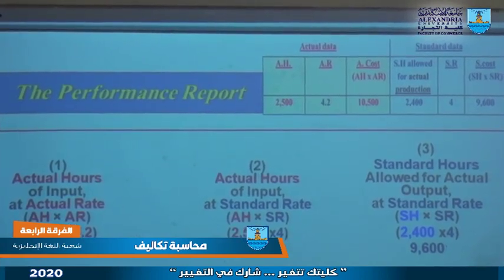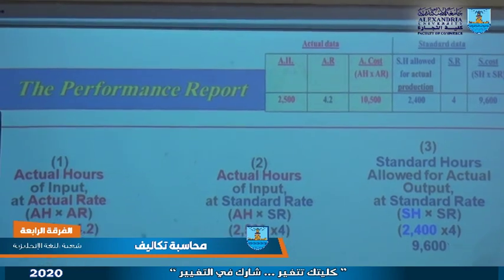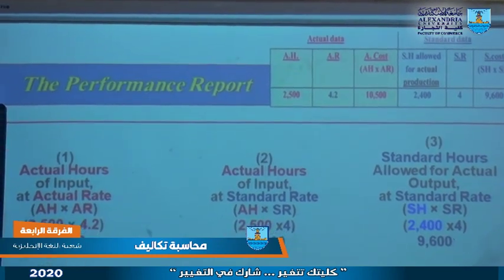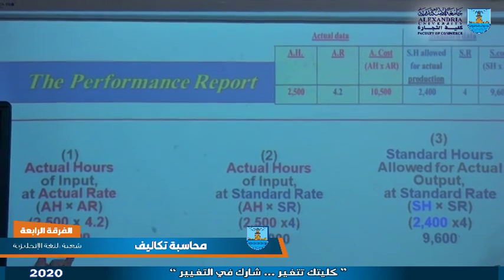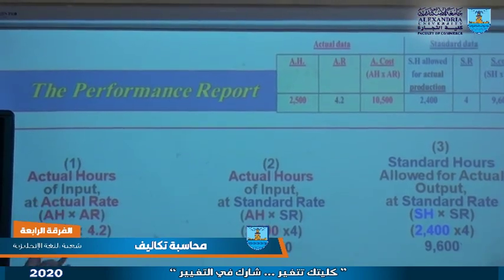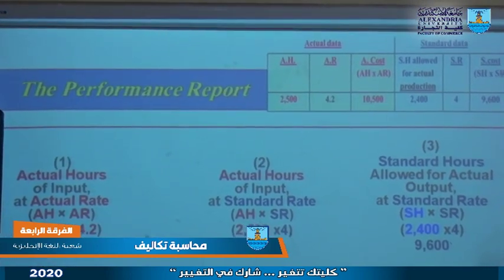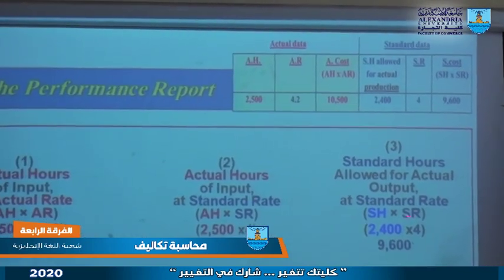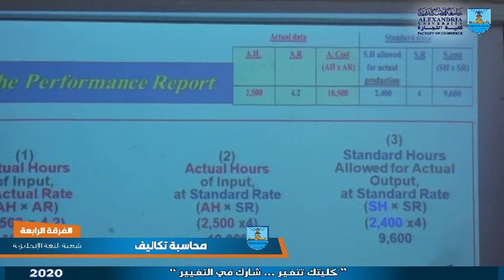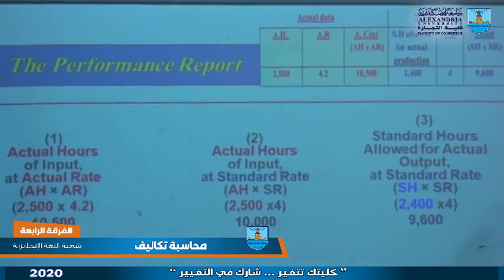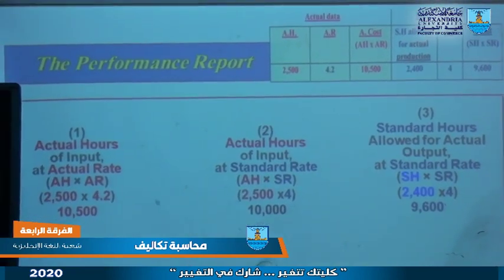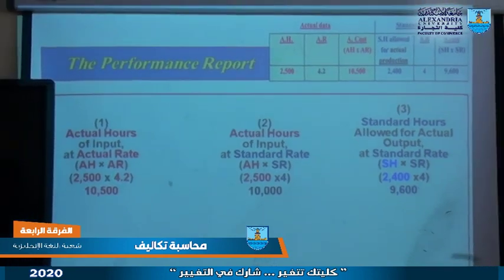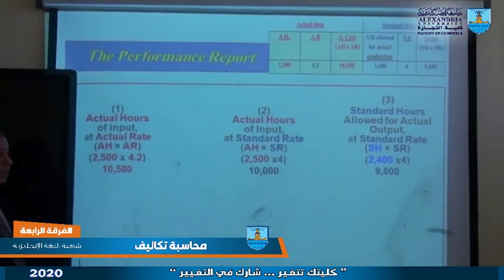Actual hours, 2,500 times 4 will equal 10,000. Okay? This is the first part of my table, actual. And this is my second part in my table, standard. And here I have actual hours and standard rate. The difference between 1 and 2, don't forget I talk about variable, okay?